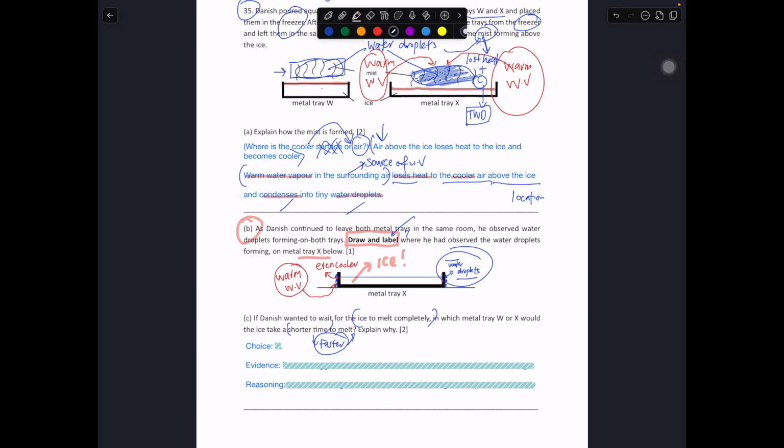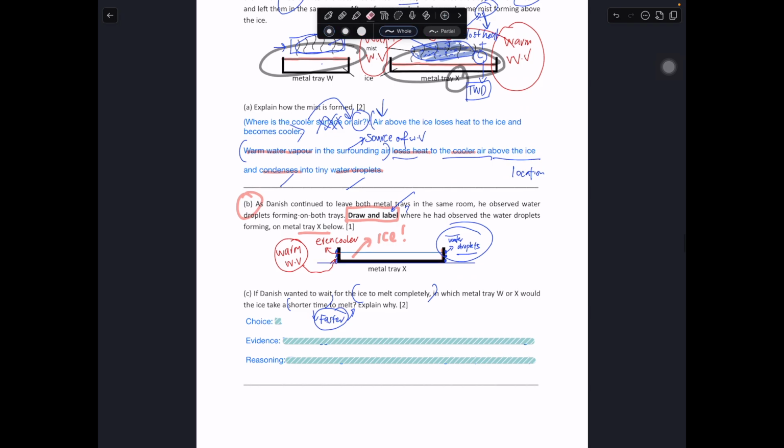You probably will have noticed that X will have a greater exposed surface area in contact with the surrounding air. Because X has a greater exposed surface area in the warmer surrounding air, it will gain heat faster and melt faster. So this part is pretty straightforward. X gains heat faster, melts faster, no dispute, because of that larger surface area. So this is a surface area question.